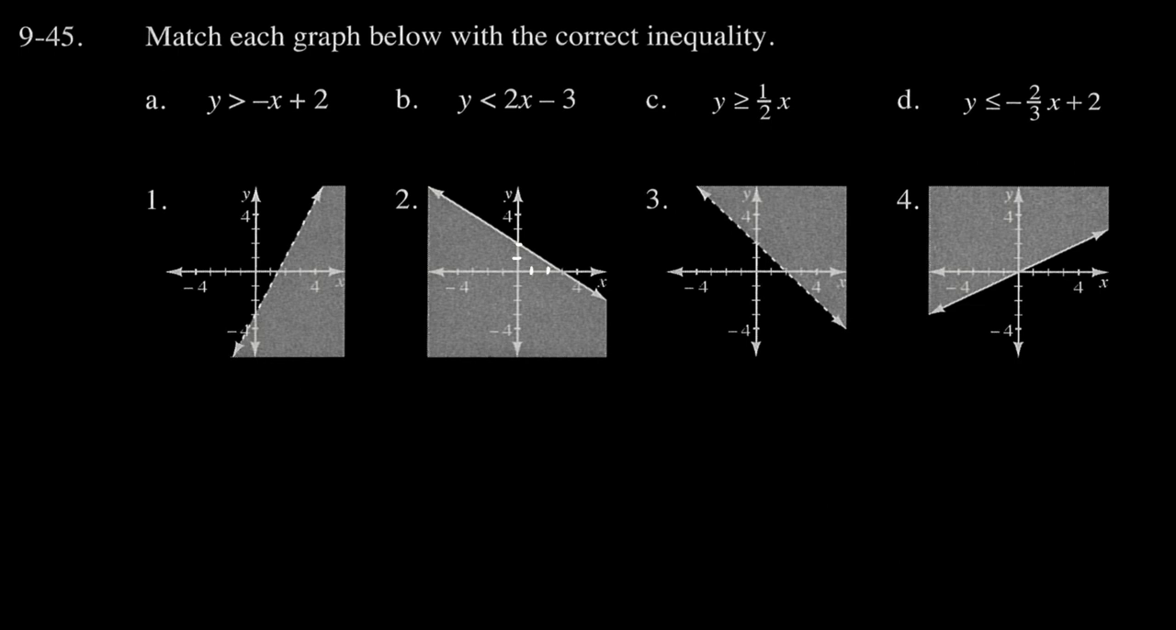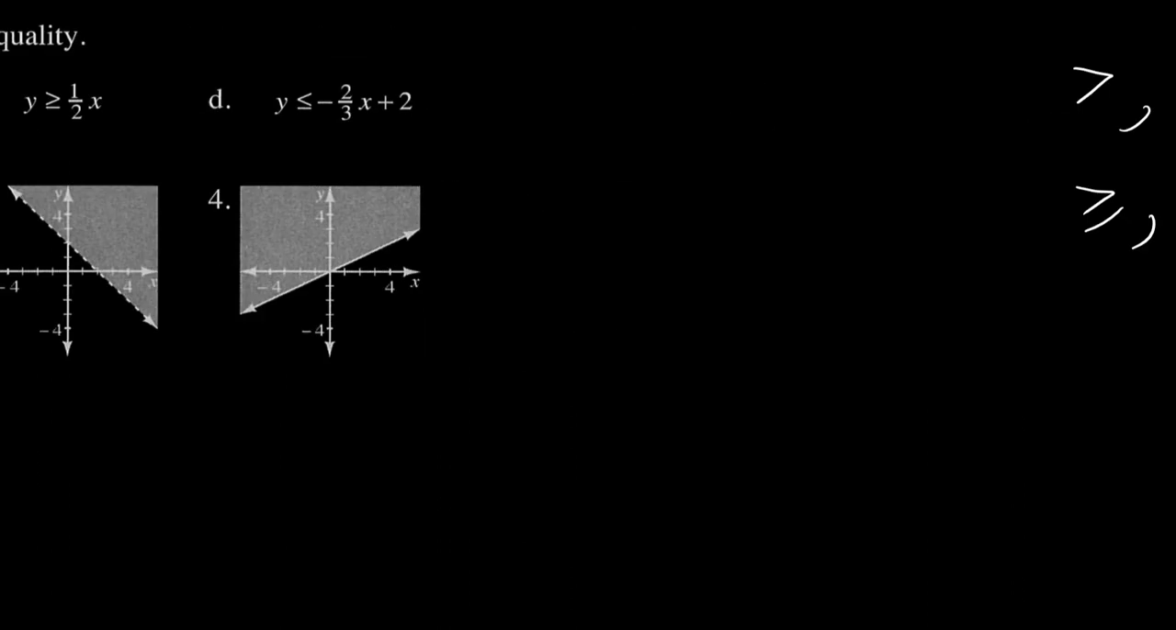Okay, class, this is question 45. It says match each graph below with the correct inequality. Let's take a quick review of inequality symbols that we have here. The top two are greater than and then less than, in that order. So the first one here is greater than, and this is less than.